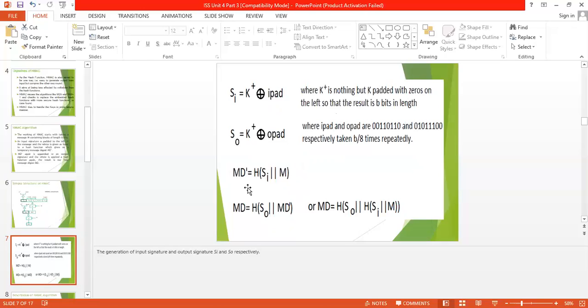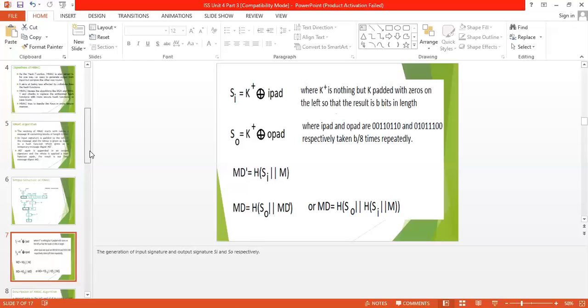The MD hash takes the input or message and finds the hash code. The final output H equals S of 0 and MD dash, or the MD message digest equals the S output, or hash code, of S of I or M. So this is the simple calculation of the S input and the S output.